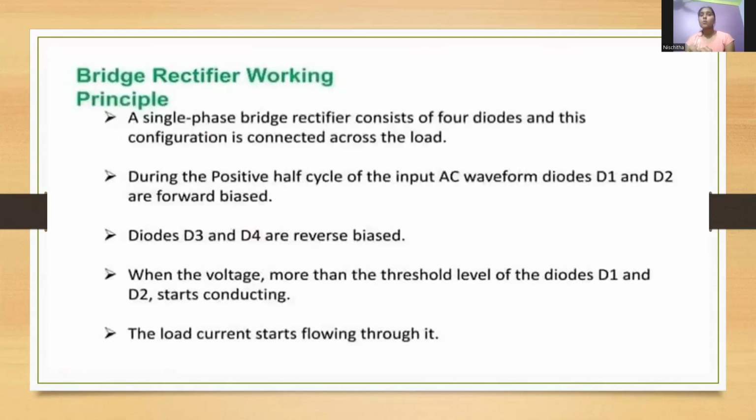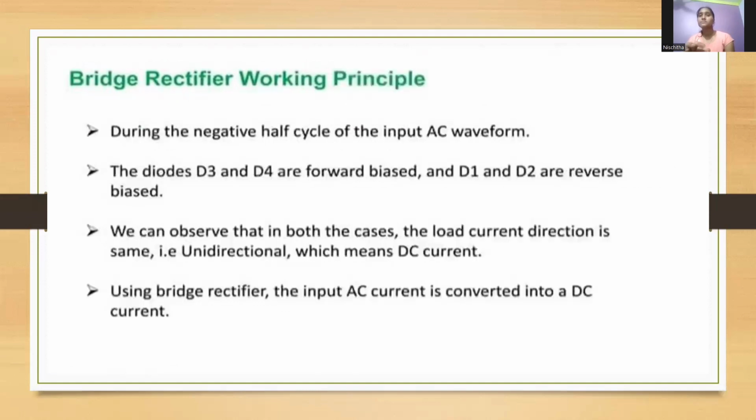Next, how does the bridge rectifier work, and its principle. A single-phase bridge rectifier consists of four diodes, and this configuration is connected across the load. During the positive half cycle of the input AC waveform, diodes D1 and D2 are forward biased and diodes D3 and D4 are reverse biased. When the voltage is more than the threshold level of the diodes, D1 and D2 start conducting. The load current starts flowing through it.